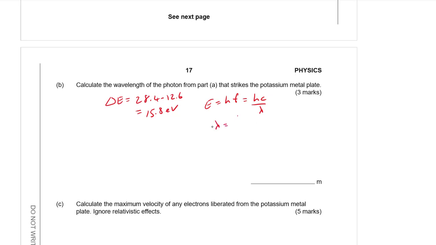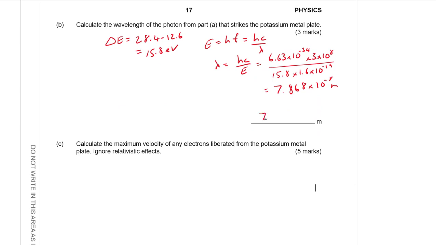And so your lambda is going to be equal to hc on E. So 6.63 times 10 to the negative 34 times 3 times 10 to the 8, and that's going to be over your energy level. Now, importantly, we need to make sure that we convert this electron volts into joules, so times 1.6 times 10 to the negative 19. And if you do that, I got 7.868 times 10 to the negative 8 meters. So 3 significant figures, you'd write 7.87 times 10 to the negative 8 meters. All right, and there we go.